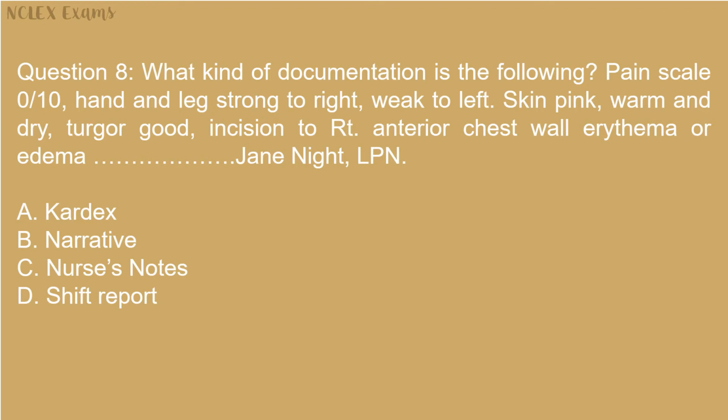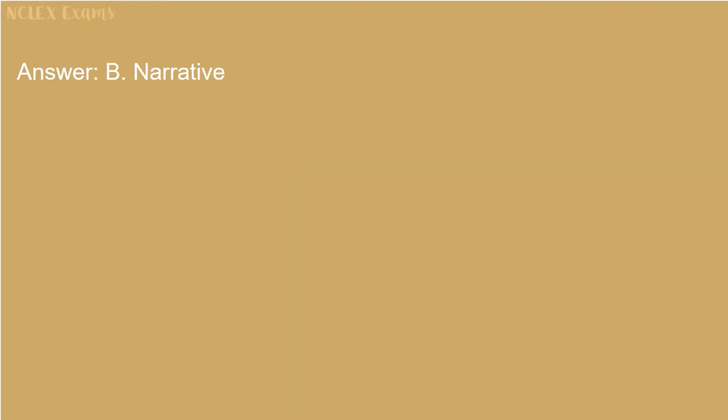Question 8. What kind of documentation is the following? Pain scale 0-10, hand and leg strong to right, weak to left. Skin pink, warm and dry, turgor good, incision to right anterior chest wall, no erythema or edema. Jane Knight, LPN. A. Cardex. B. Narrative. C. Nurse's notes. D. Shift report. Answer: B. Narrative.